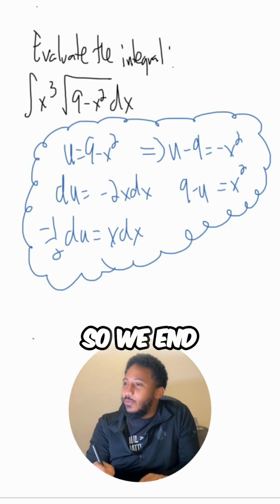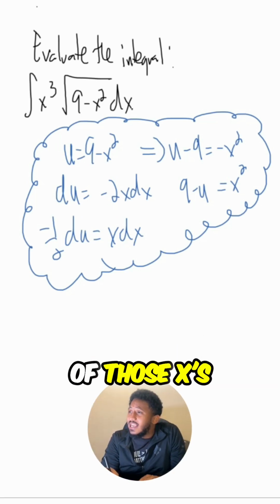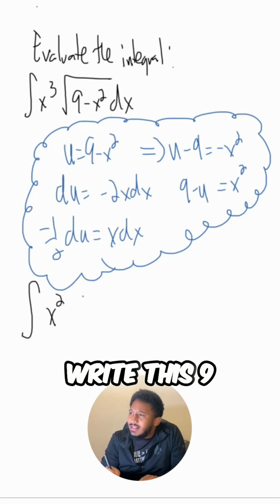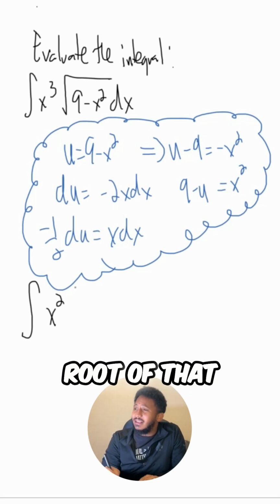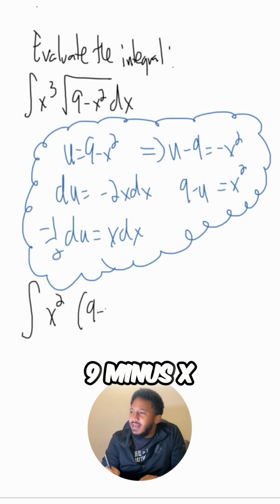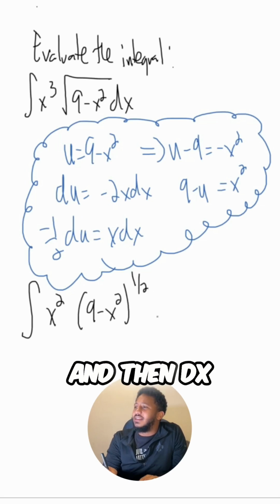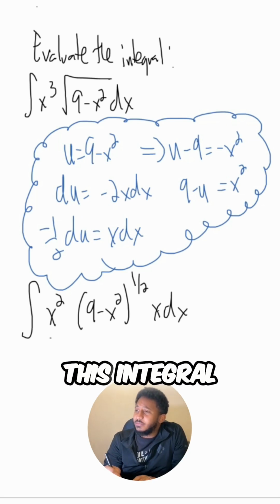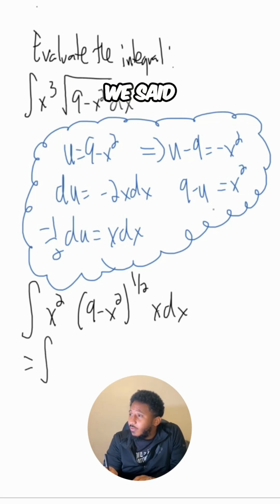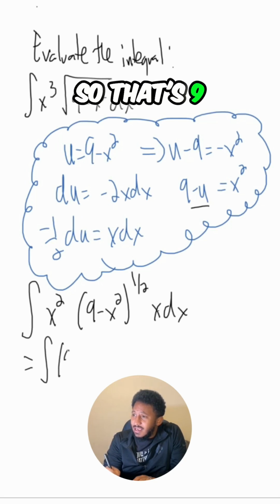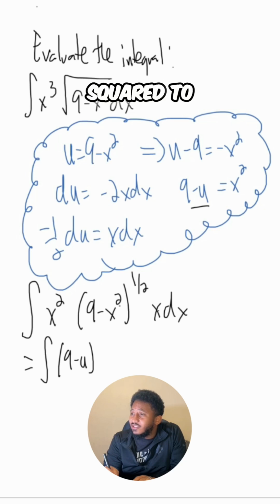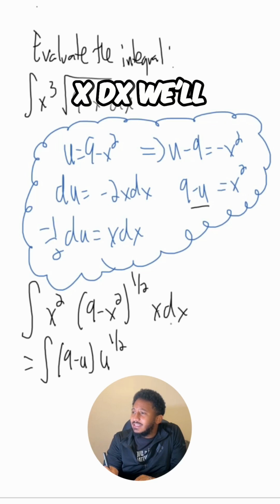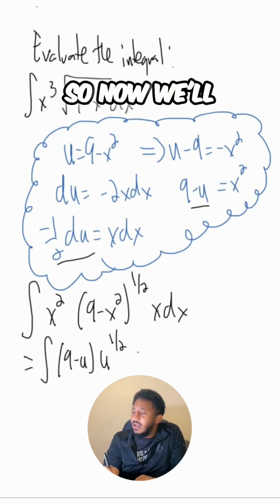Anyway. Okay, so we end up with, we said we're going to take off one of those x's off of here, right? So the integral of, it'll be x squared times, and now we'll write this 9 minus x squared, the square root of that, we'll write it as to the half power, right? So 9 minus x squared to the half power, and then x dx. And now we have something to plug in for each part of this integral. So this gives us the integral of, for x squared, we said we're going to plug in 9 minus u. Okay, so that's 9 minus u. For 9 minus x squared to the half, we'll put u to the half. And then for x dx, we'll plug in negative half du. So now we'll put the du here.